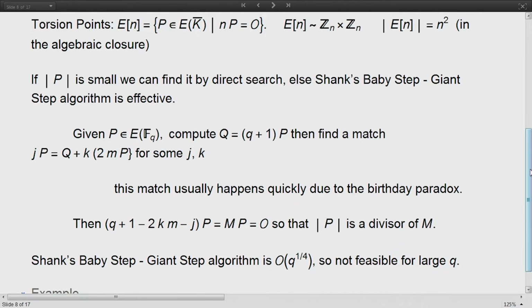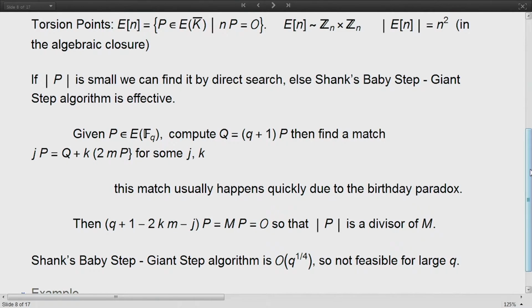What we do is, given a point P, we compute another point Q, that's the field power plus 1 times the point, and then look for a match between 2 lists: a list of multiples of P, and a list of Q plus k times mP, where m is approximately the square root of the field power. We get a match between those 2 lists pretty quickly because of the birthday paradox, essentially, probabilistically, although the algorithm is deterministic in that it searches far enough to guarantee finding a solution eventually.